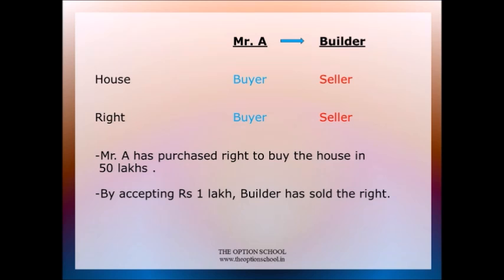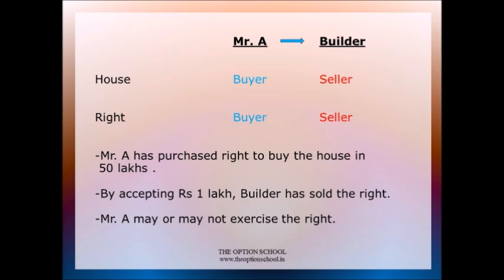Right? Now Mr. A will decide whether he uses his right or not. If this right is beneficial to him, he will use this right and buy the house. But if this right is not beneficial to him, he will not use this right and let his 1 lakh rupees go and will not buy the house. So Mr. A will decide whether he wants to exercise or whether he does not want to exercise the right which he has purchased by making a payment of 1 lakh rupees. This 1 lakh is the maximum that Mr. A can lose, but he can gain anything. The property value can become 70 lakhs, it can become 80 lakhs, it can become anything.